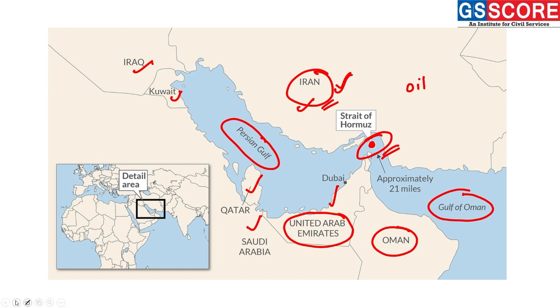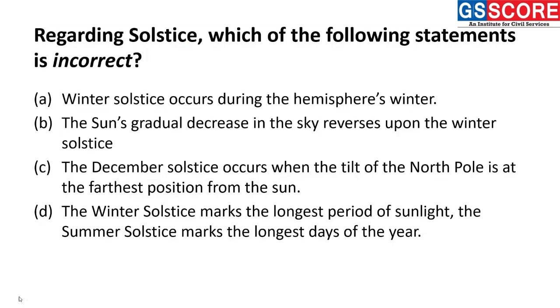Moving towards the next question, we have regarding solstice, which of the following statements is incorrect? So here we'll be looking at concepts like summer solstice, winter solstice. Okay. Now, first we will look at the statements. Statement A is winter solstice occurs during the winter hemisphere. So it is a very straightforward thing we can say.